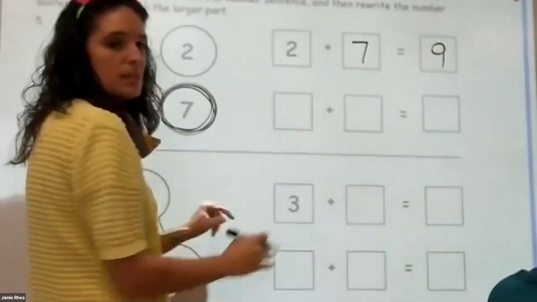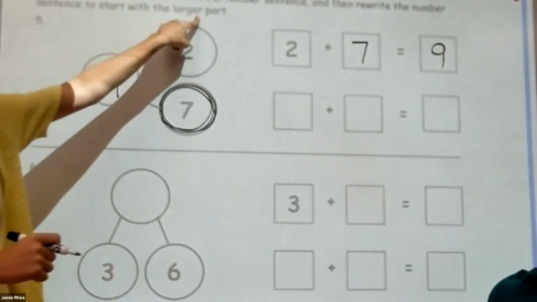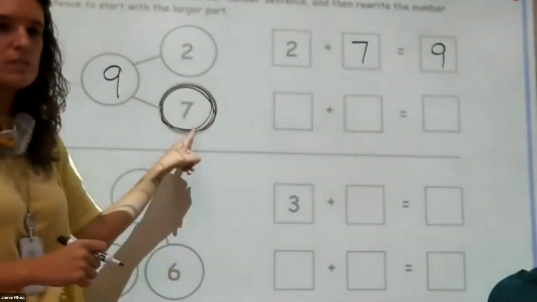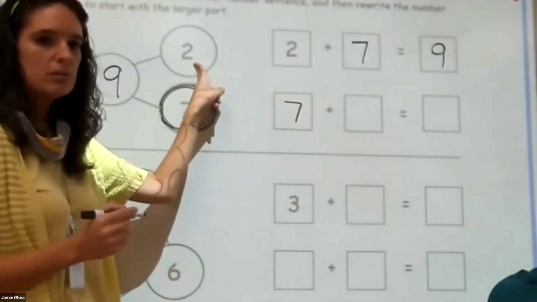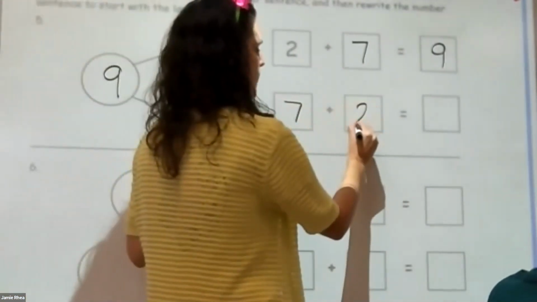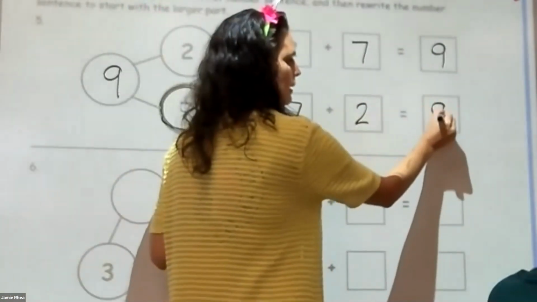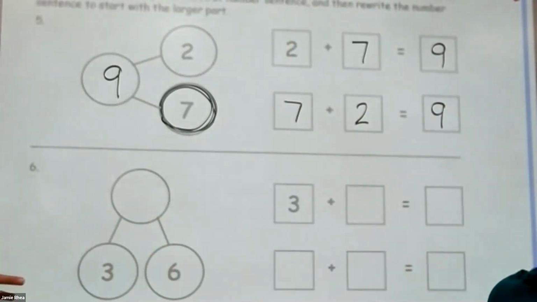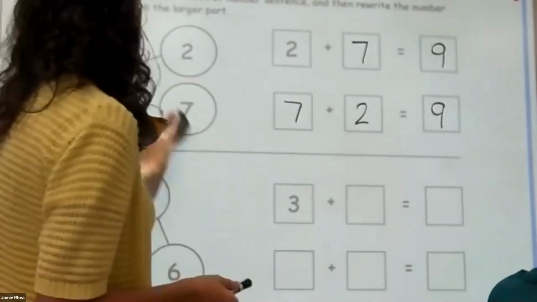And we're not done, because then it tells me to rewrite the number sentence to start with the larger part. Which one was larger? We circled it. It's 7. What was my other part? 2. We know that 7 and 2 more make 9. You're going to do the same thing for 6. Okay, let's look at the next page.